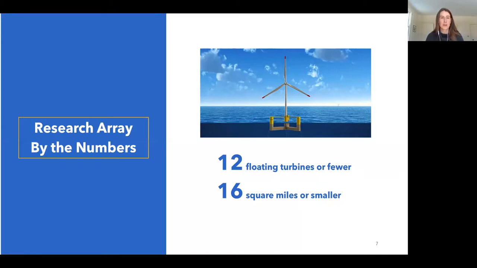So in addition to the process, we have a number of projects. We're pursuing a phased approach to development here in the state. University of Maine is planning a one turbine project off of Monhegan Island. In addition to that, the state is pursuing what we're calling an offshore wind floating research array. We're in the early stages of planning that. It will be a project in federal waters, 12 turbines or fewer. We're looking at identifying a site and working with stakeholders to do that. That will be 16 square miles or smaller. We have not yet identified a specific site. Next slide.